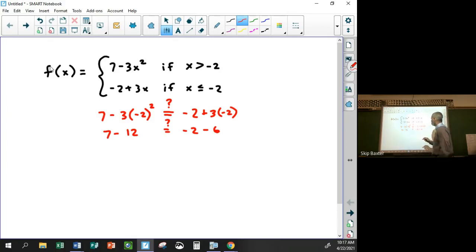I thought this one actually was continuous. Must have made a copying error. All right, so this would be -5, which is definitely not equal to -8. So you'd say, nope, this is not continuous because the limit does not exist. Everybody okay with that process? Any other questions on that?